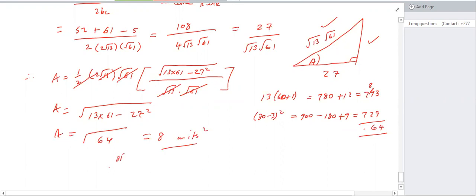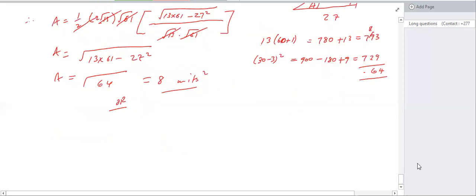Or an alternative method would be to use Heron's formula. So what's Heron's formula?